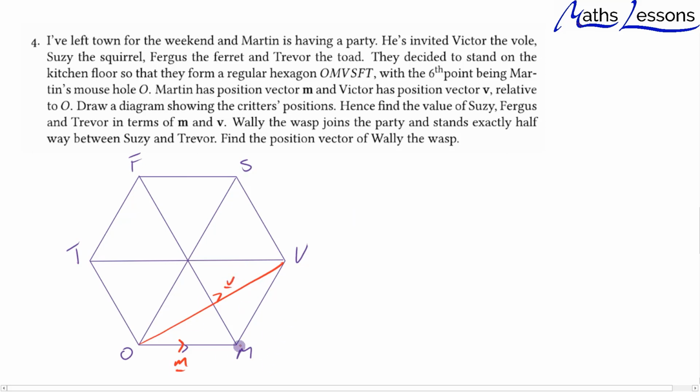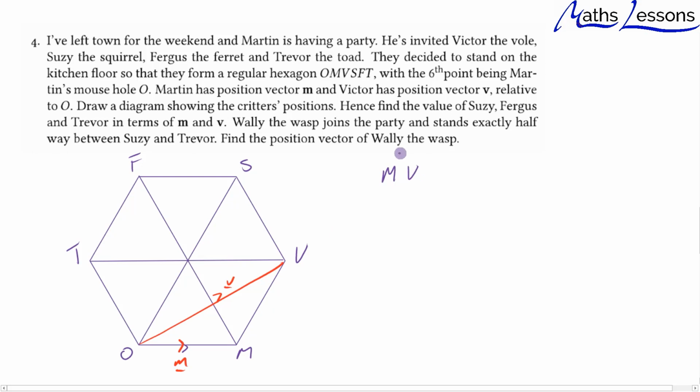So what we've got to do is work our way around this hexagon using M and V. Now, there's a couple of ways to do it. You could try and work out what this one is before you start, and then be able to use that in the rest of the question. Or you can realize you can go V, then minus 2M, then V to get to S, and then you might realize the geometry and get to F that way. I think it might be easier if we just start off with working out what MV is here.